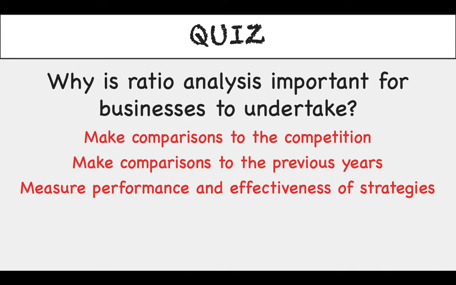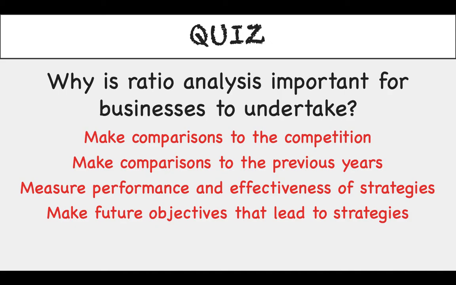Obviously, we can measure the performance and effectiveness of strategies. So the strategy this year was X, a merger, a takeover, releasing a new product, whatever the strategy was. How has that affected our ratios? So we can use it to assess the effectiveness of our strategies and measure performance. And from there, we can make future objectives that can lead to further strategies. And obviously, we can show them to stakeholders for finance and for information. Okay, so that's the general uses of our ratio analysis.